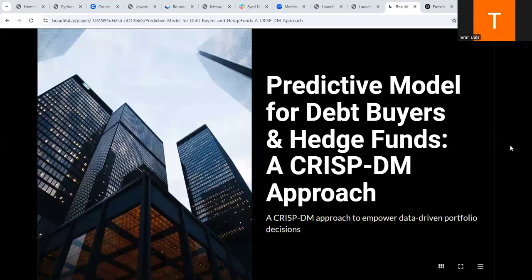So my project, I'll just dive right in, is about building a predictive model for debt buyers and hedge fund managers using the CRISP-DM approach.